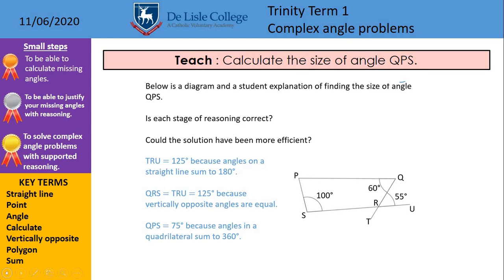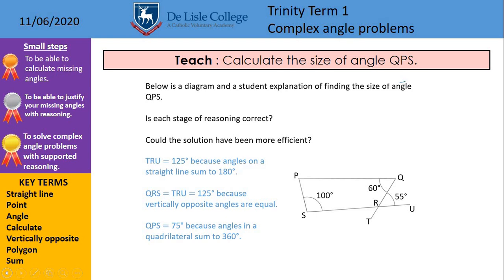Okay, so let's tackle this one line at a time. TRU is 125 degrees because angles on a straight line sum to 180. I would absolutely agree with that. We've got the other angle is 55 on the straight line, so TRU is 180 minus 55, so that would be 125 degrees. Then looking at QRS, that must be equal to TRU because they are vertically opposite angles, so that would also be 125 degrees.